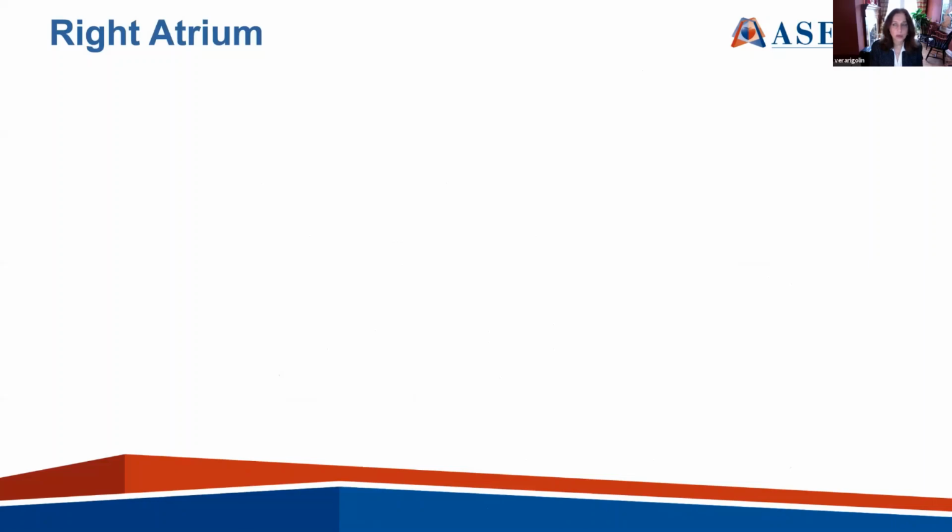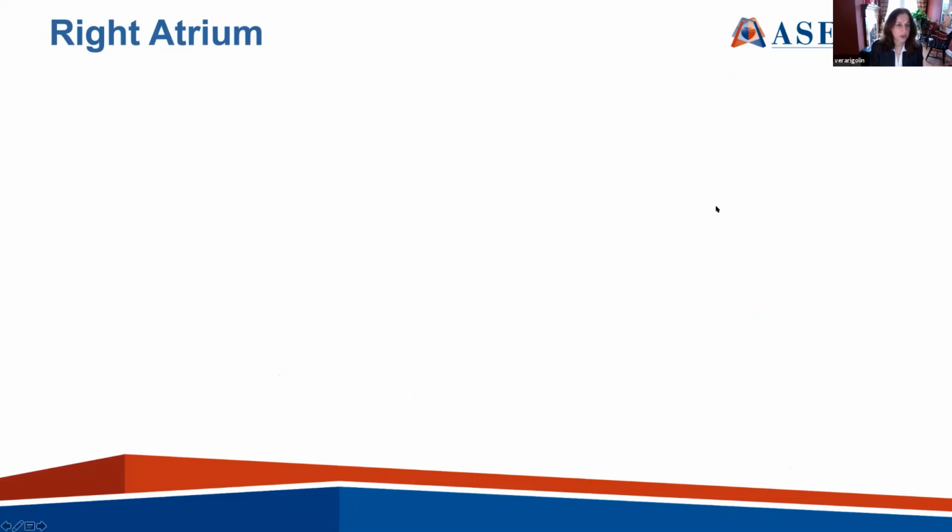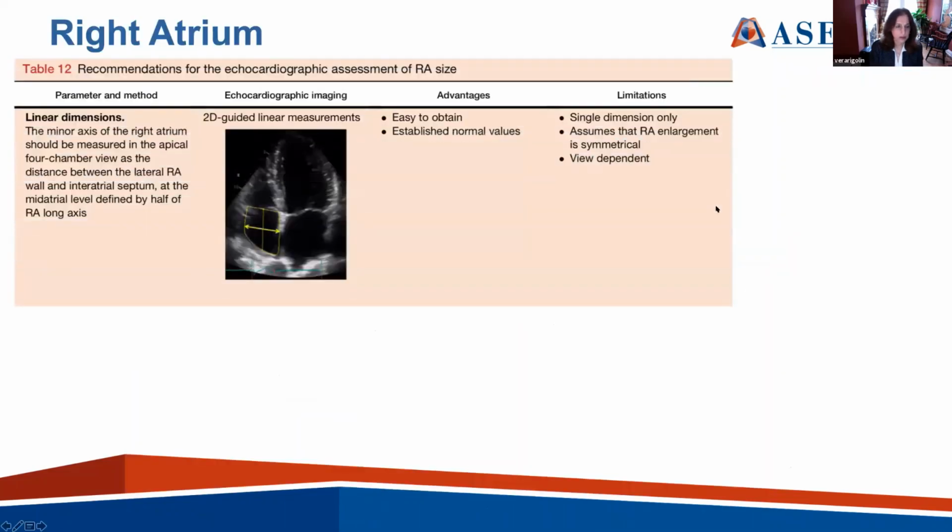Let's just briefly talk about the right atrium so that we don't forget about that structure. Here's a diagram again from that chamber quantification document. The right atrium can be measured by looking at linear dimensions, and there's a minor axis and a major axis of the right atrium shown in this diagram here. It's easy and there are established normal values. However, the limitations are that it's only a single dimension, it assumes that the right atrium is symmetrical, which it isn't always, and it can be view dependent.